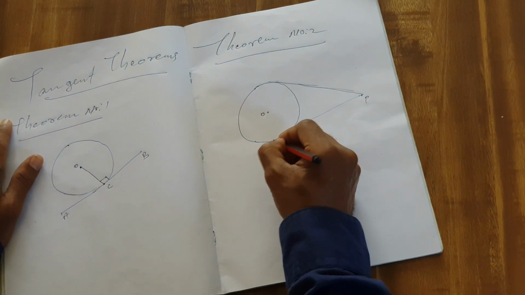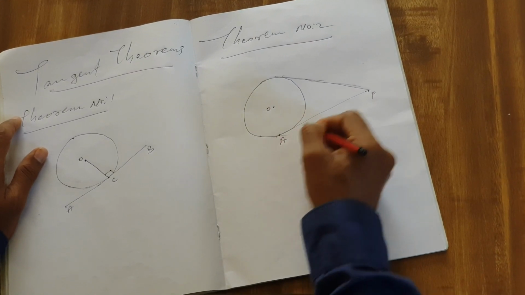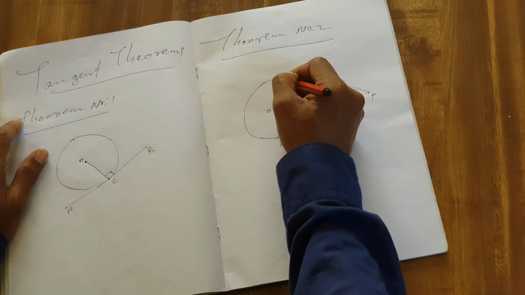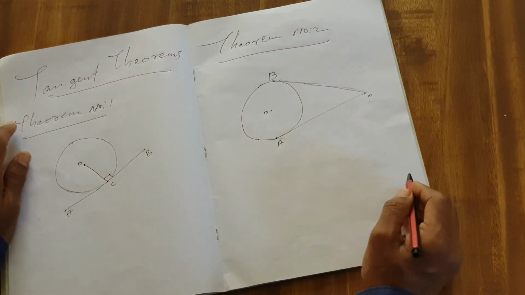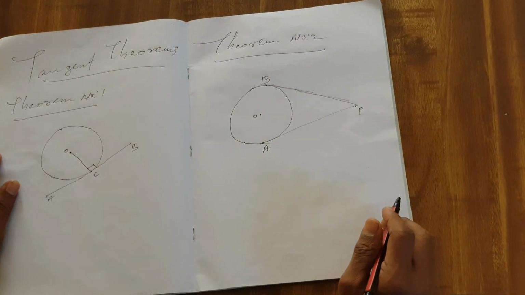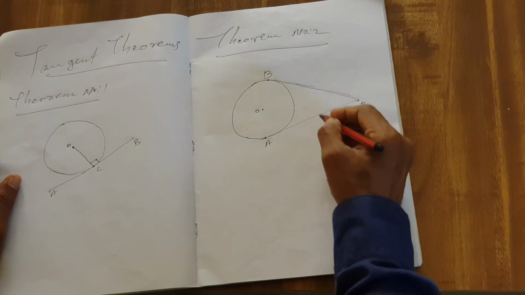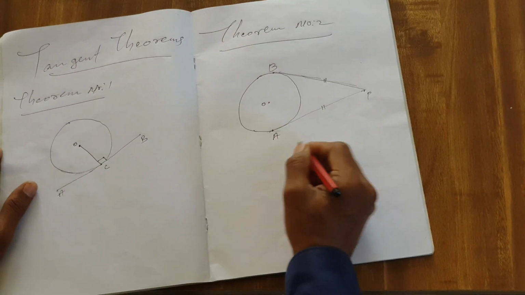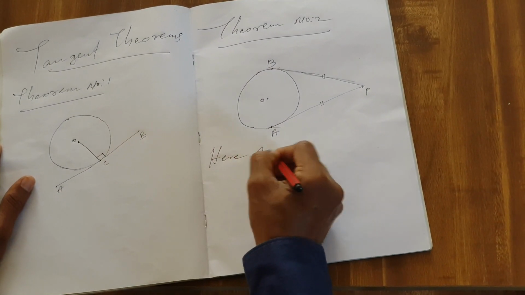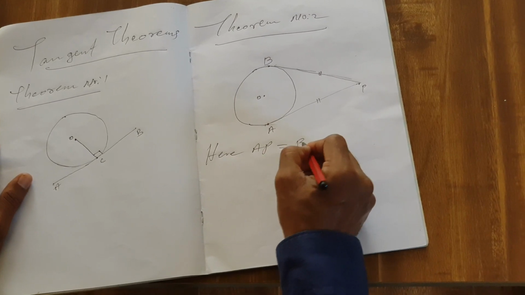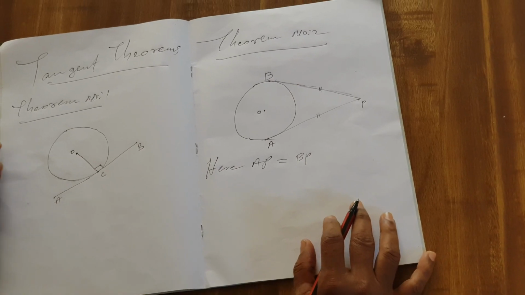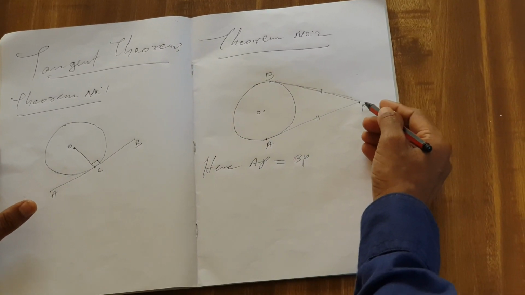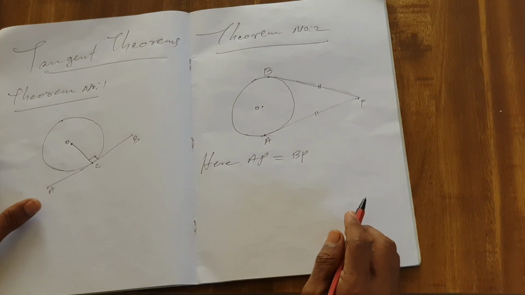Suppose this is a point of contact A. This is another tangent that touches the circle at B. So here AP and BP are tangents. Both of them are of equal length. Here AP is equal to BP. This is our theorem number 2. From an outside point, we can draw 2 tangents to a circle. Both of them are of equal length.